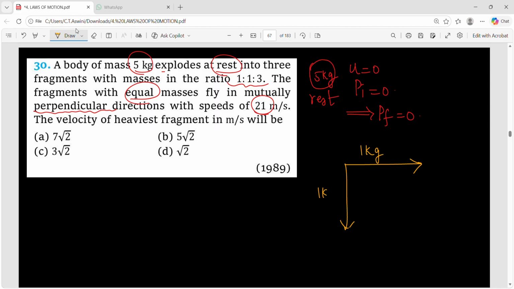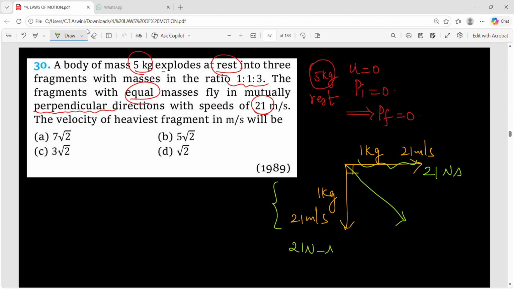Moving in perpendicular direction. Equal masses 1 kg, 1 kg. Perpendicular directions. What is the speed? 21 meter per second. So where will be the resultant of these two? The resultant of these two will be here. They are at 90 degrees. What is the momentum of the first part? M into V, so 21 Newton second. Momentum of the second part, M into V, so 21 Newton second. So what will be the resultant momentum now? Equal and at 90 degrees. So vector root 2. So 21 root 2 Newton second. This is the resultant momentum.